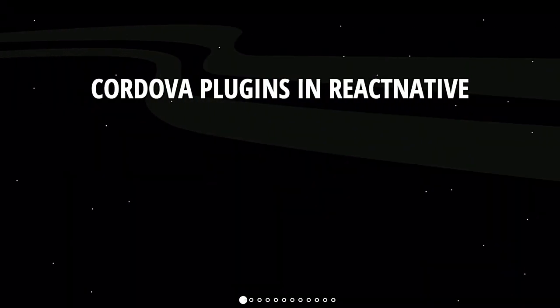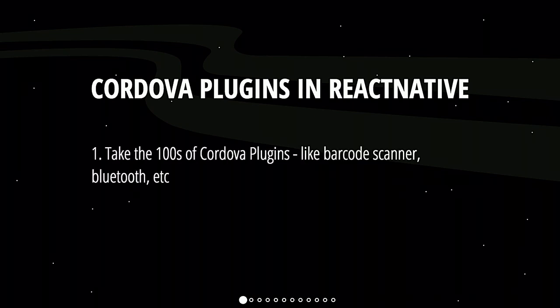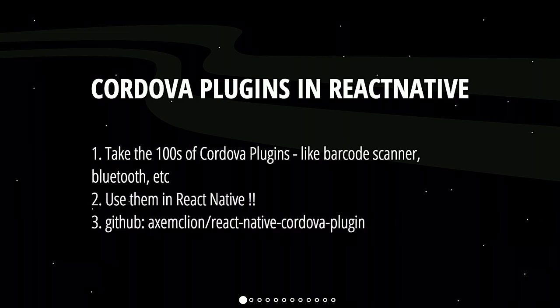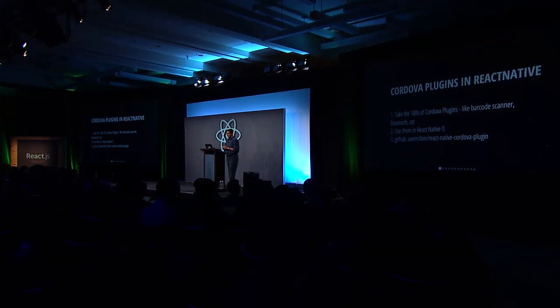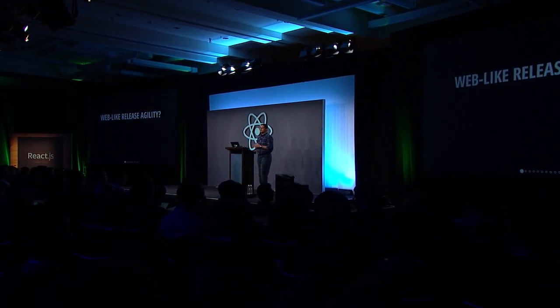Here's another interesting thing that I've been working on. This is basically the ability to pick up any of the plugins in the Cordova ecosystem and use them for React Native. You can use anything like Bluetooth, barcode scanner, anything, all of the 100 Cordova plugins and use them for React Native. So these are some of the things that I've been working on. So that's the open source part of it, and Microsoft does like open source. And that's not what we are here to talk about today.